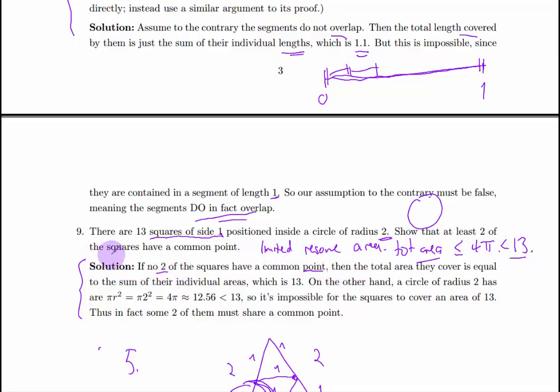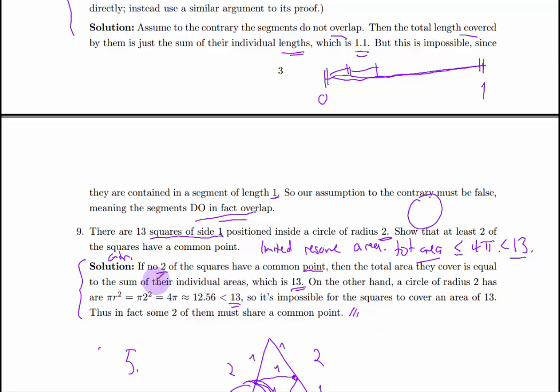So if no 2 of the squares have a common point, he proves by contradiction. So I would say the contradiction, you're going to assume the contrary, that they have no common point. So if no 2 squares have a common point, then the total area of the cover is equal to the sum of the individual areas, which is 13. On the other hand, a circle of radius 2 has an area of less than 13, so it's impossible for the squares to cover an area of 13. So some 2 of them must share a common point.